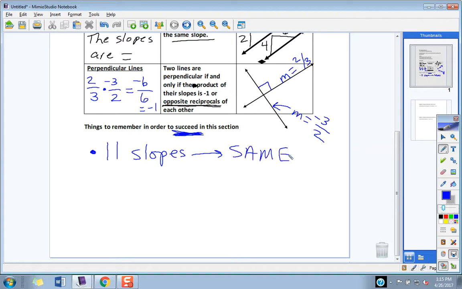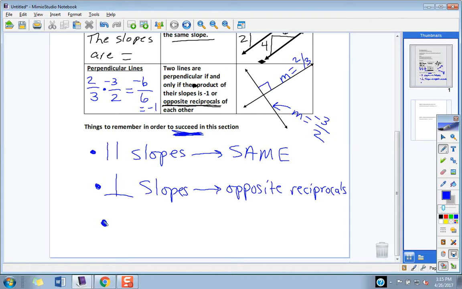Okay, what's going to be really important for you are these next two bullets. Perpendicular slopes, again, are opposite reciprocals of each other. Okay? Parallel slopes are going to be the same. Perpendicular slopes are going to be opposite reciprocals of each other. So, that said, this is one that's maybe the most important.